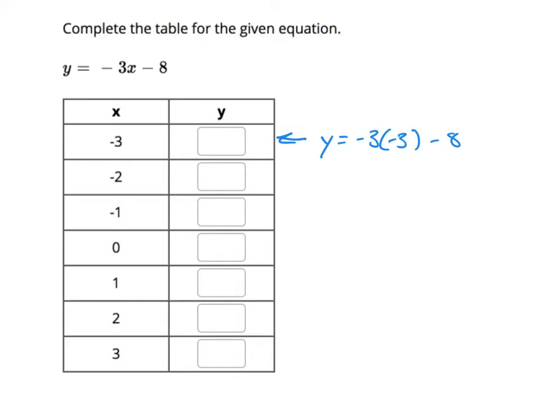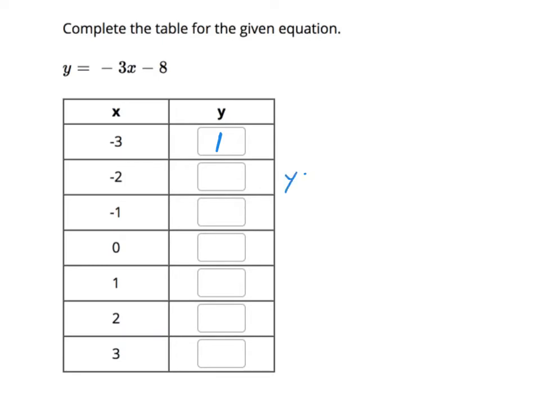So -3 times -3 is a +9. So it's going to be 9 minus 8. And therefore, y here equals 1. And so my answer for that first box would be 1. And we're going to repeat that exact same process for each of the other rows. So let's do one more here together just so we can see the general idea one more time.